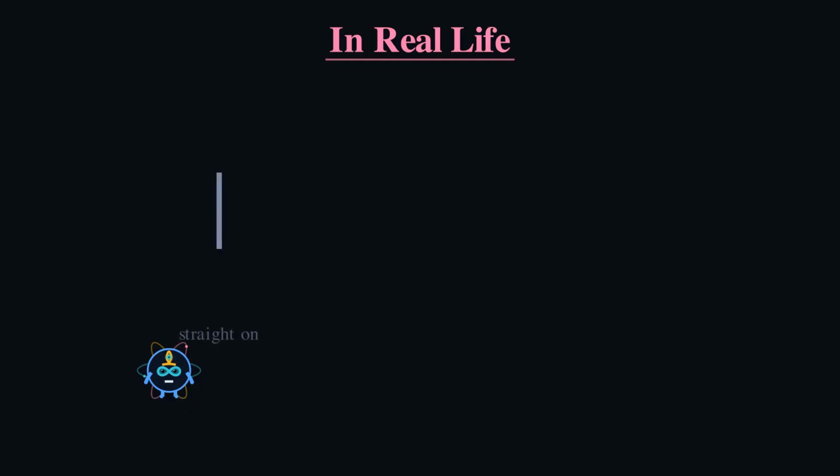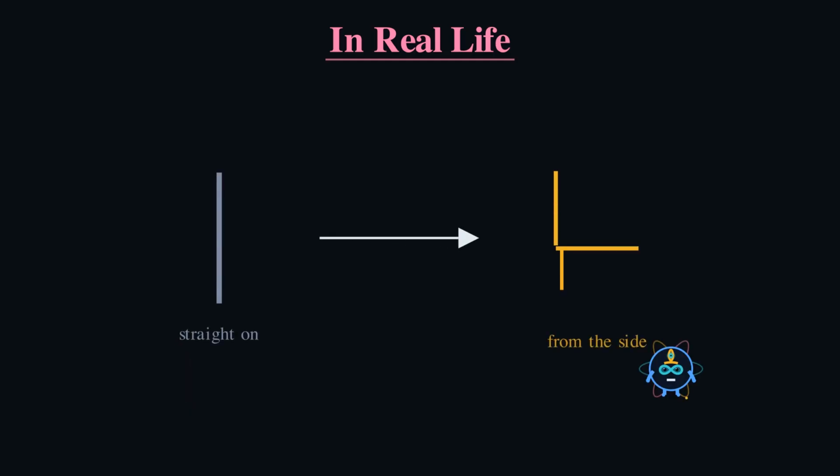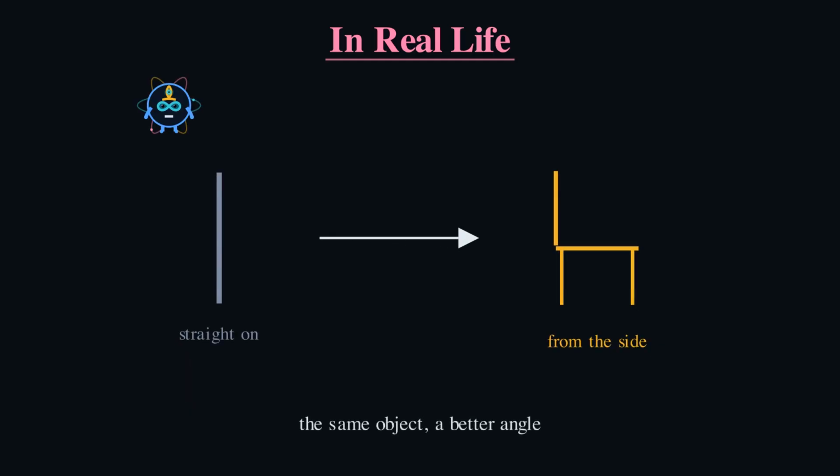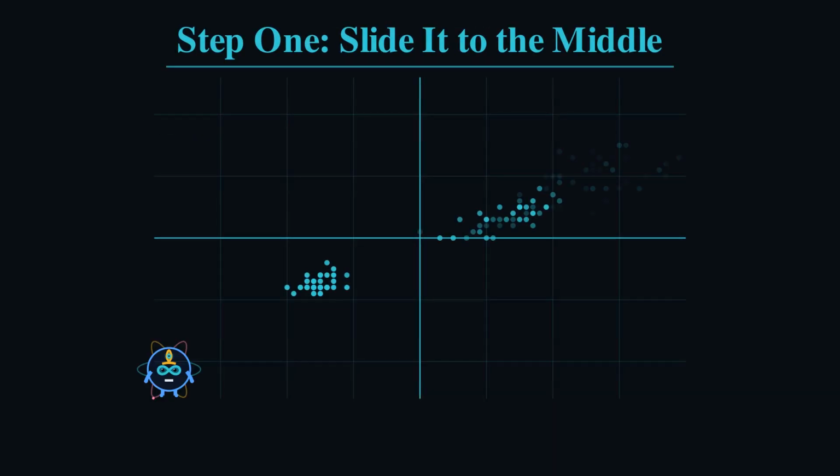Photograph a chair straight down the back and it is a stick. Move round to the side and you see a chair. The object never changed. You just found the angle that showed the most. That is the whole idea. Take just 2 of those measurements so we can watch. Every flower is a dot.